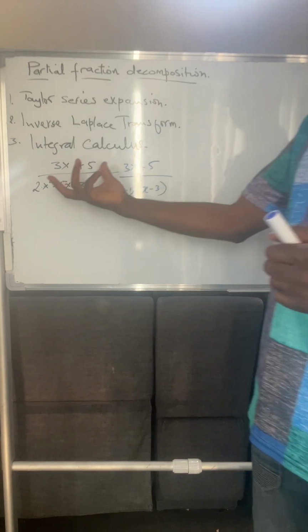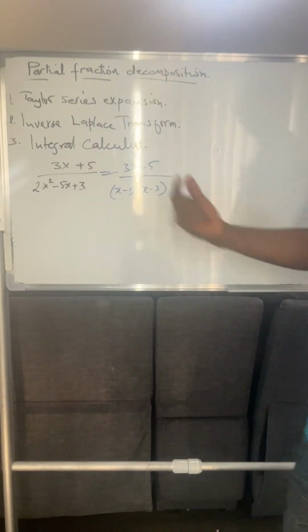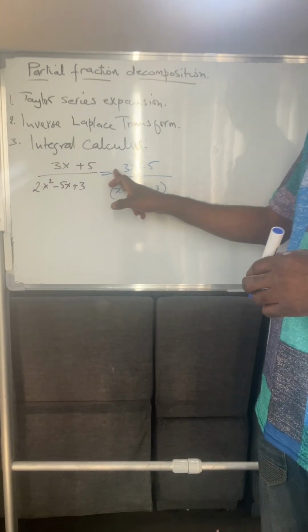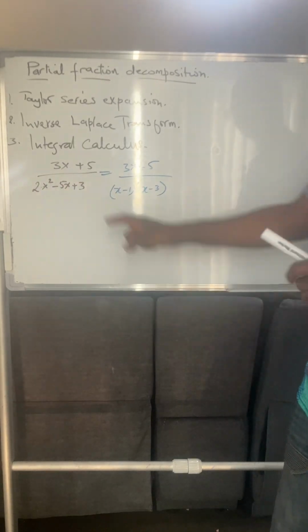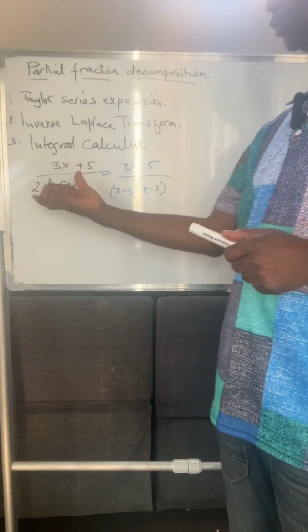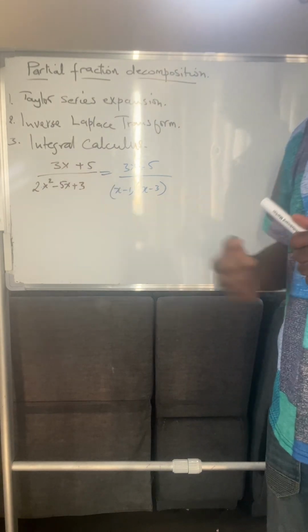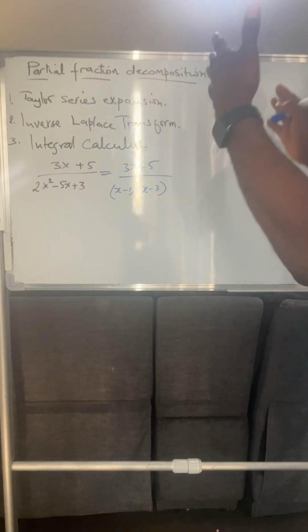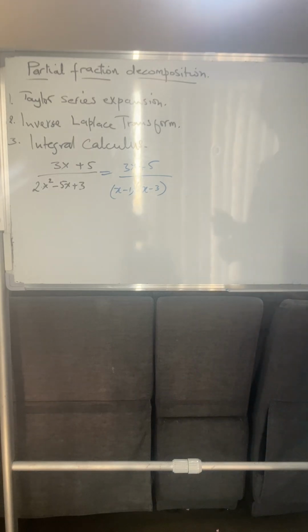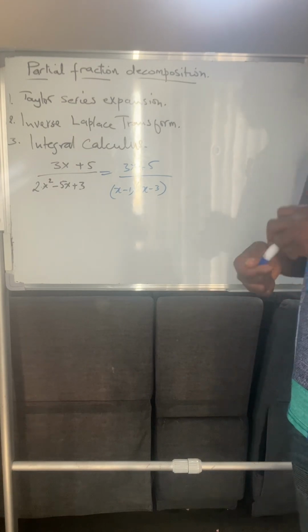We are given this function here, 3x plus 5 divided by 2x squared minus 5x plus 3. So we want to decompose this function into smaller bits. That is all what we do in partial fractions.